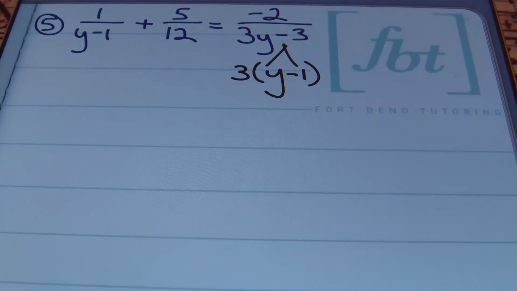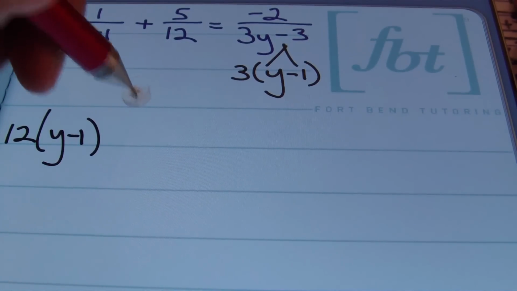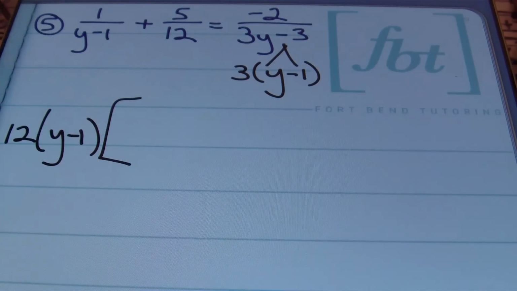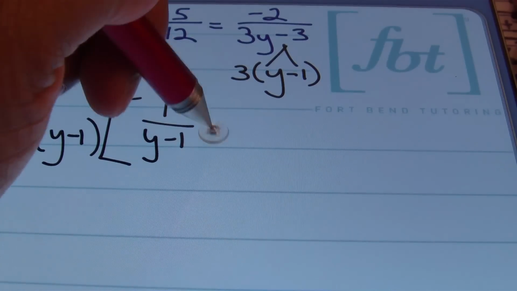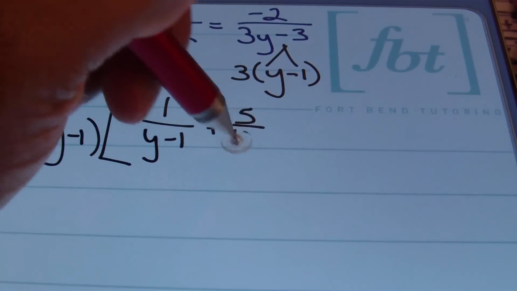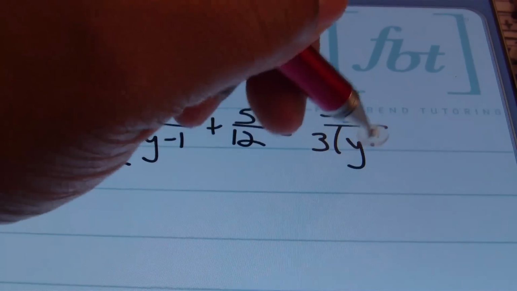So I'm going to go ahead and simplify this by showing that 12 times y minus 1 is going to be multiplied times the entire equation here. And that's going to be times that 1 over y minus 1 plus 5/12, which equals negative 2 over 3 times y minus 1.